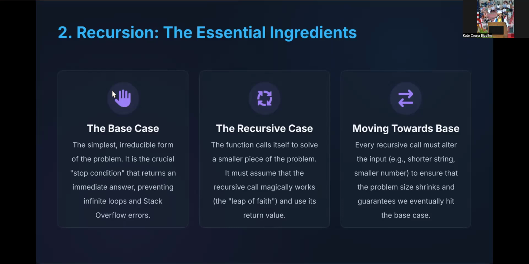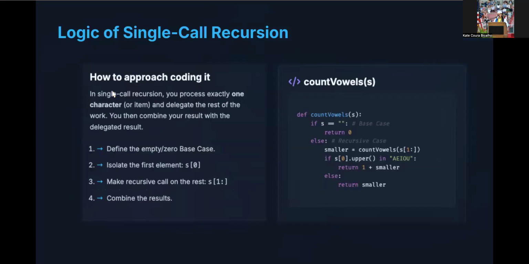Questions on this? Okay. So the logic of a single call recursion. One way that you can approach it is to process exactly one character or item and then delegate the rest of the function. So in this one, we have count vowels as an example.